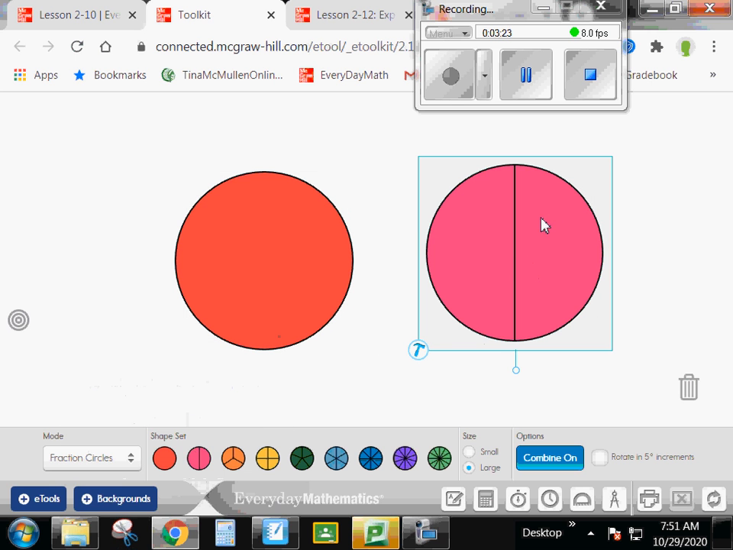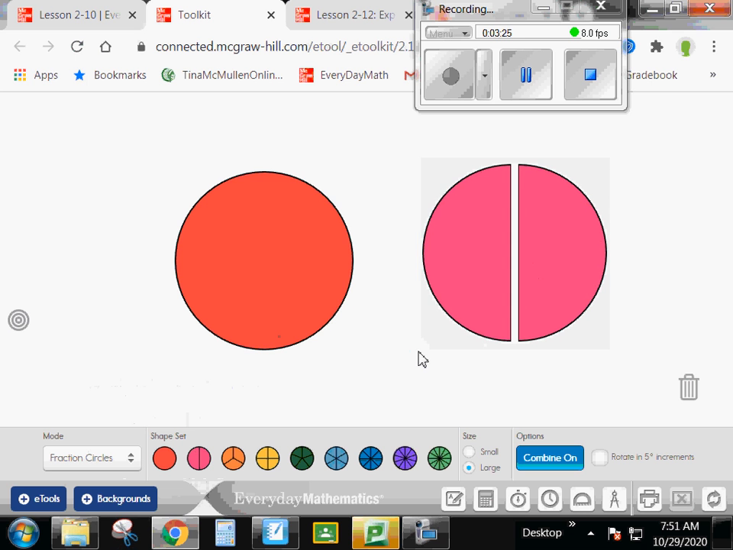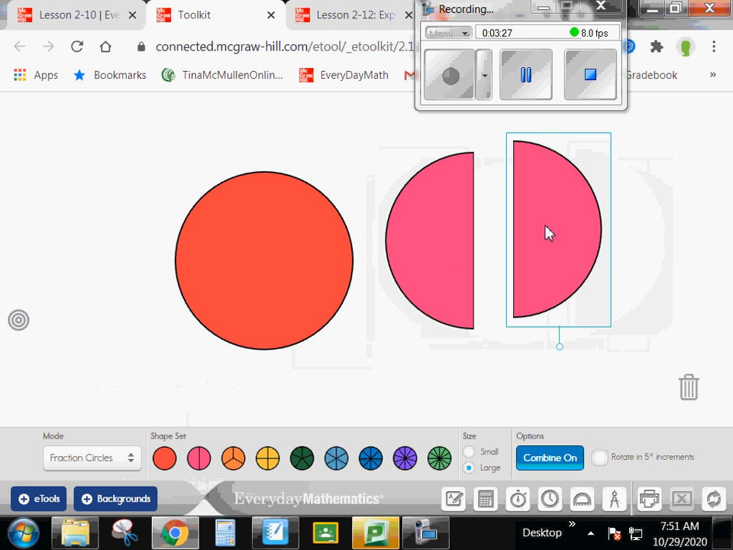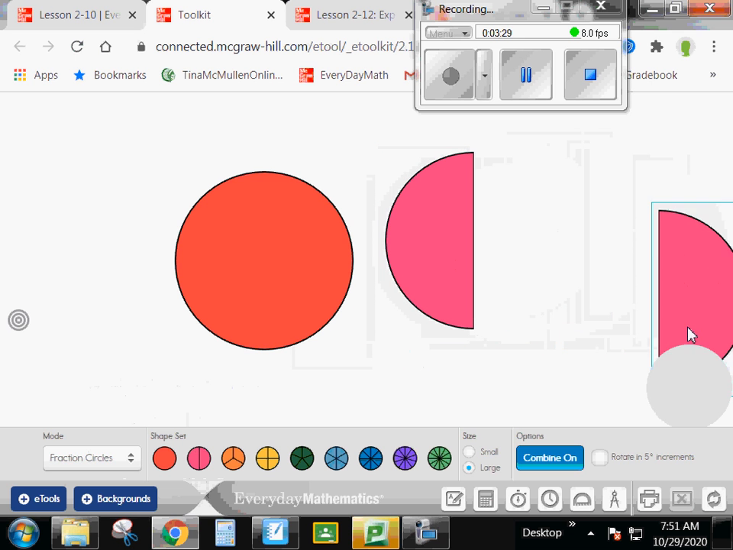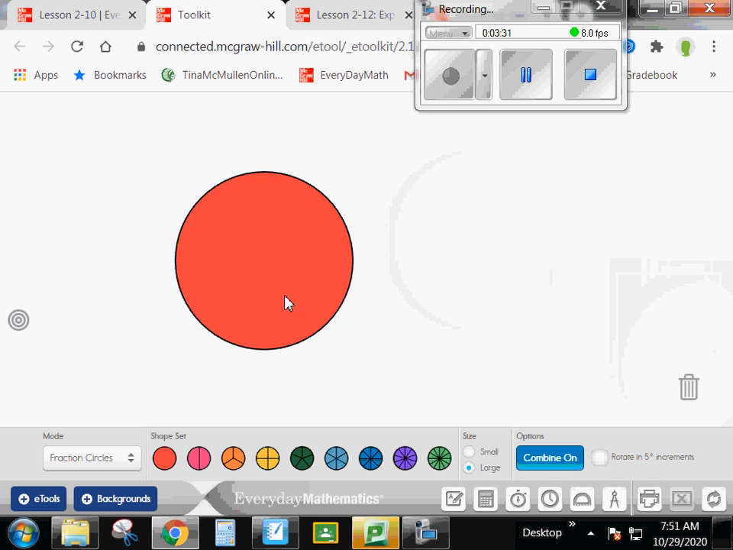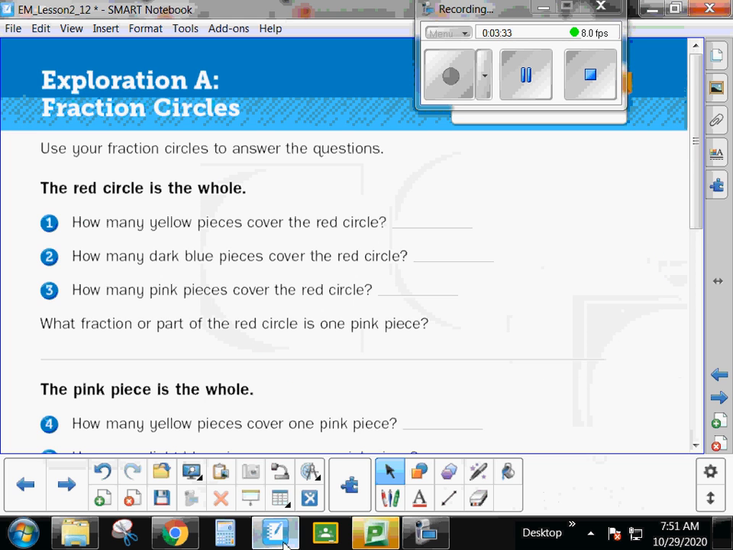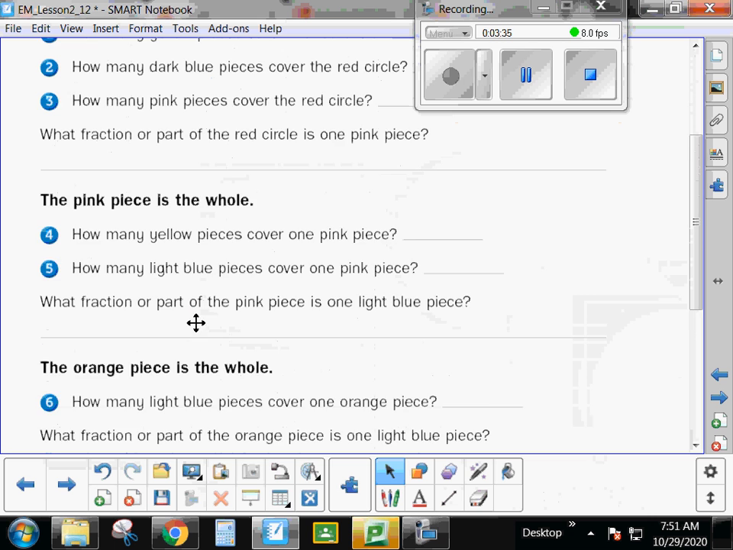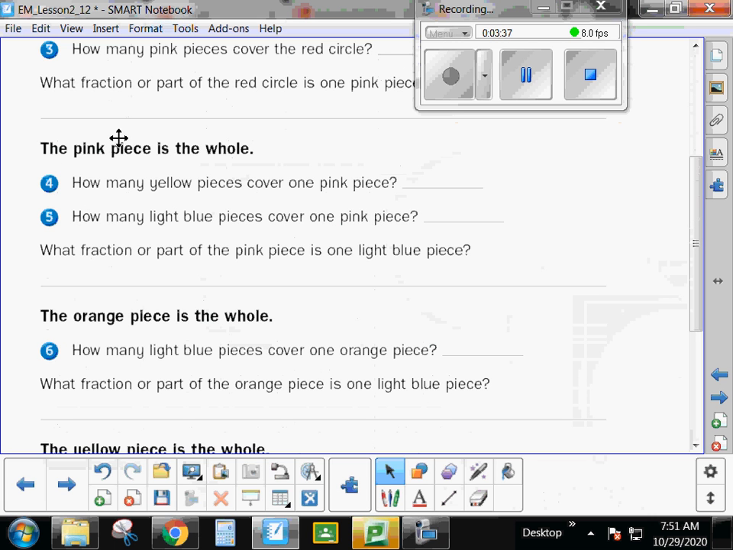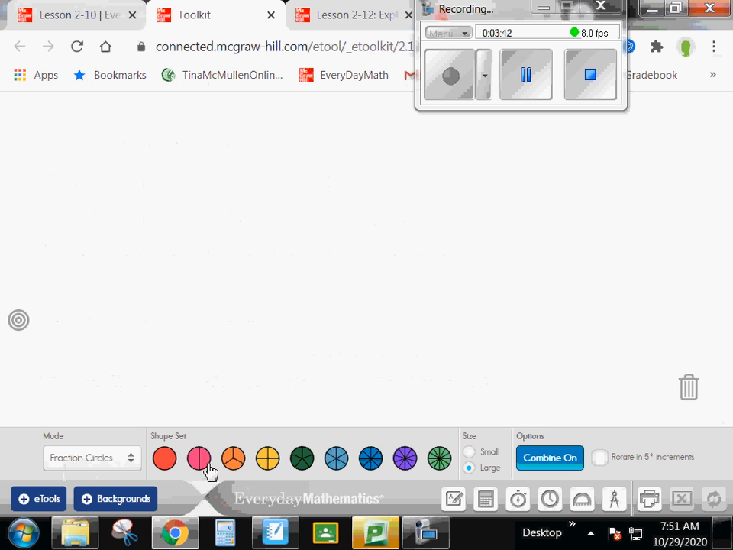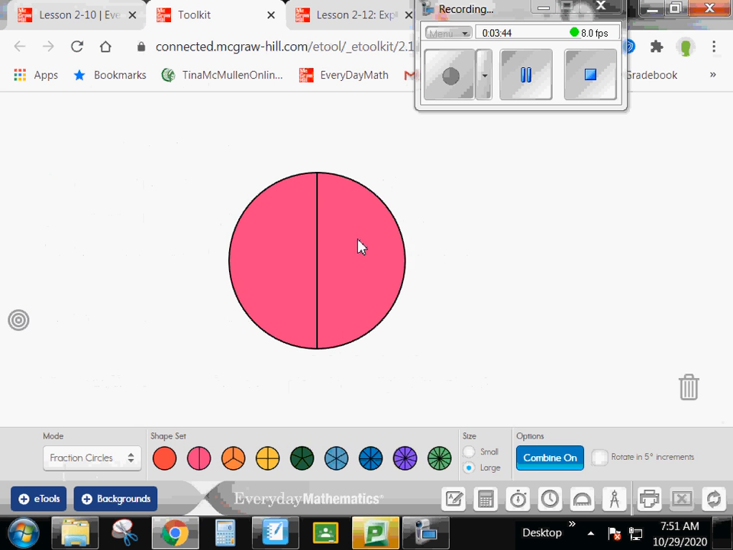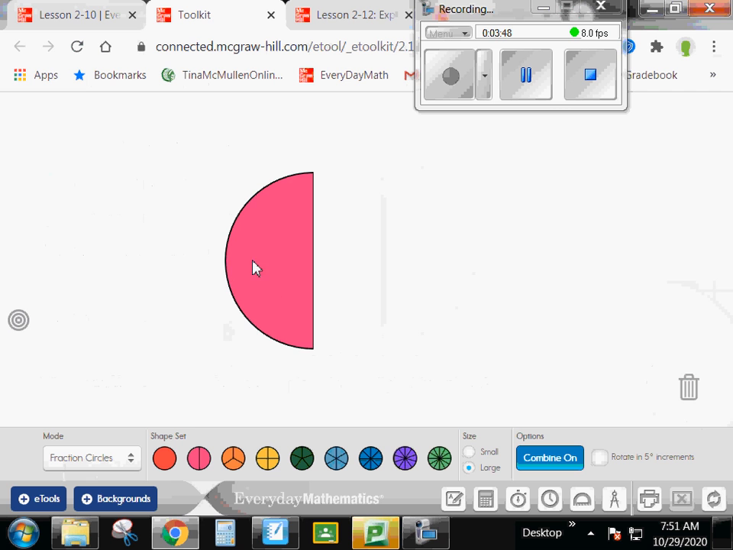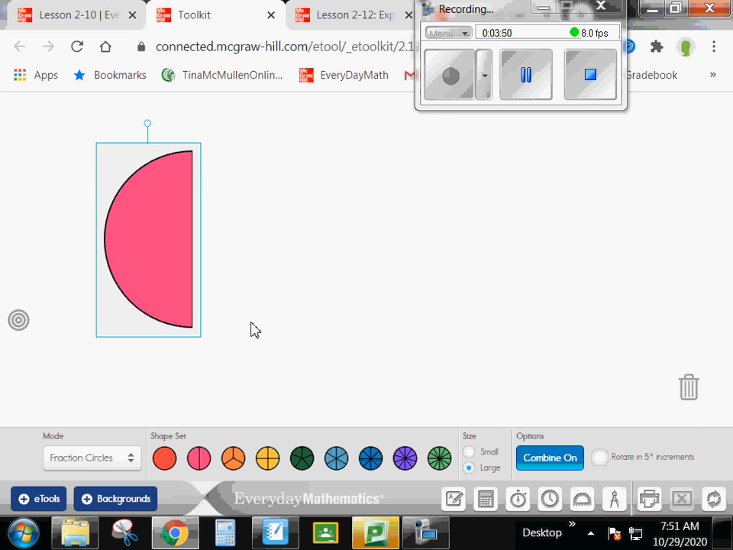Now, if you ever need to break these pieces apart, if you use that little hammer, it's going to break those fraction pieces apart. If you need to get rid of them, you can just drag them over to the trash can. Okay, then when you scroll down for number 4 and 5, it says the pink piece is your whole. This always kind of confuses people sometimes. So I'm going to pull up the pink pieces, break it apart, and throw away that one, because now it's saying the pink piece is my whole.